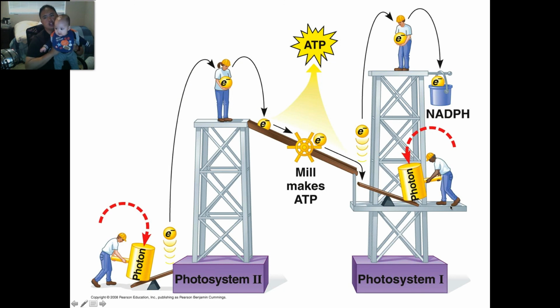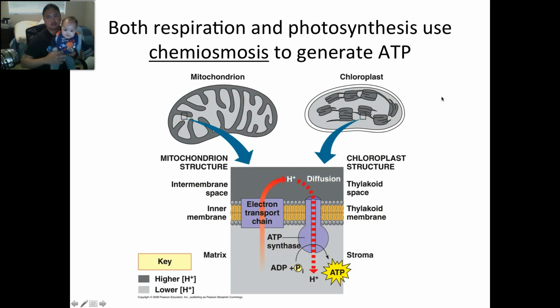Remember this chart that helps you remember how the light reactions work. A photon of light gives energy to an electron, then it goes down an electron transport chain to make ATP. It's recharged by another photon of light in photosystem 1, and the electron gets carried by NADPH.